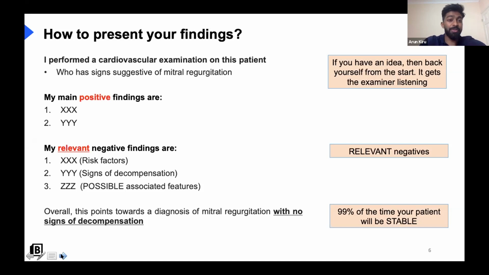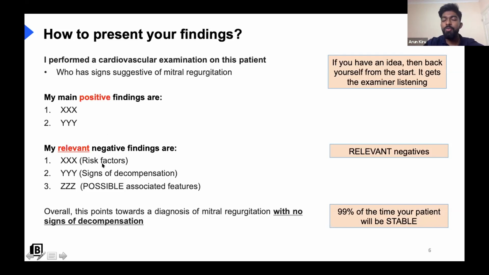If you honestly have no idea, then at the start you can just say, I performed a cardiovascular examination on this patient, and then move on to, my main positive findings are. And that could happen. That's completely normal. That doesn't mean you're going to give a bad presentation. But if you have an idea, I think it's nice to commit to it. So start with your introductory sentence where you try and commit to a diagnosis, then just list out the 3 or 4 findings that you find in that case, then the relevant negative findings.